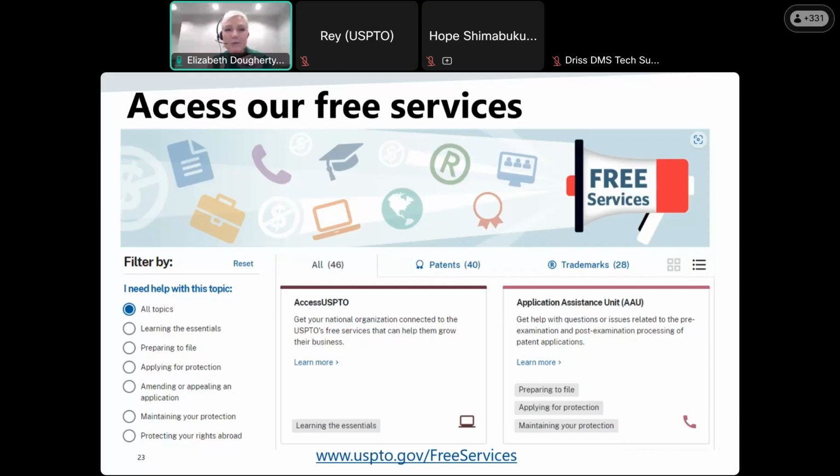And if you just type free services into the toolbar, you'll be able to land on this page, which is kind of a one-stop shop listing all of the free services through the USPTO. As you can see, there's 46, 40 of them are within the patents domain, 28 within the trademarks domain. So you're going to want to check out all of them, depending on whether you're pursuing a patent or a trademark, or perhaps both as you create your IP portfolio. Next slide, please.